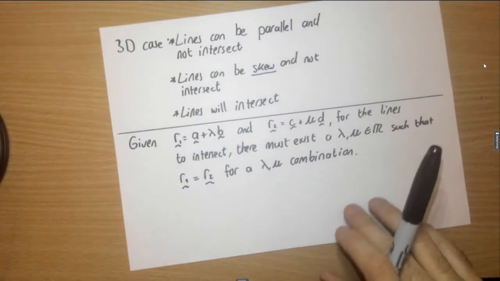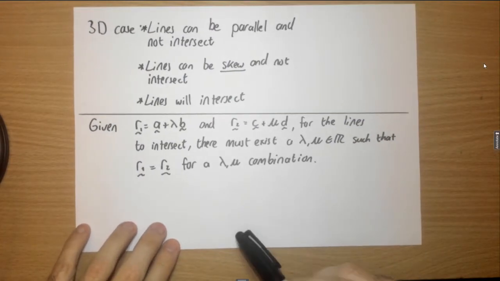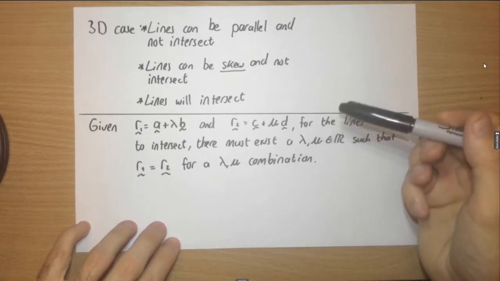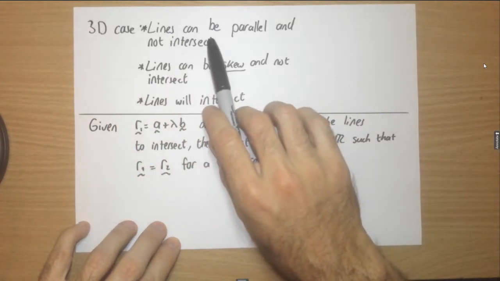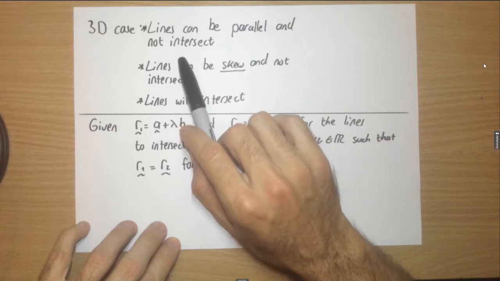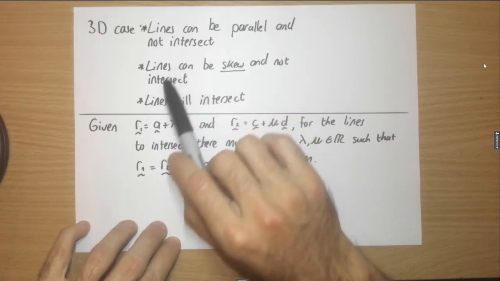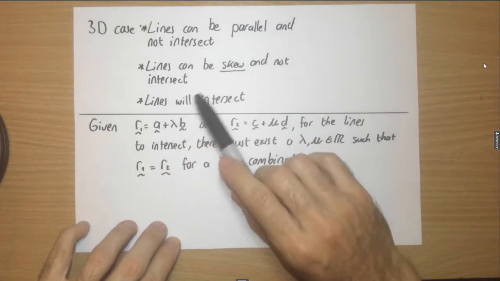The next case we can look at is the 3D case. 3D cases are similar to 2D cases, but there's a new word called skewness. So in a 3D case, the lines can be parallel and not intersect. That's something that could happen. The lines could be skew and not intersect.